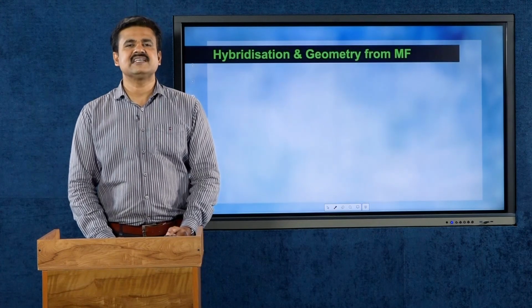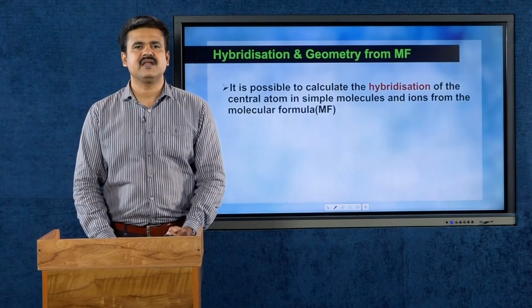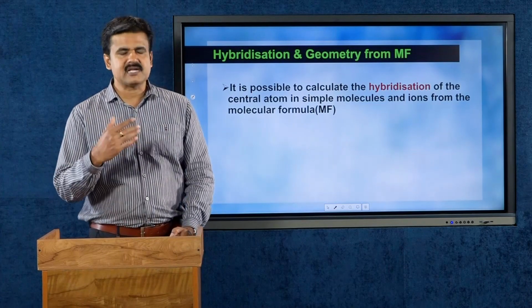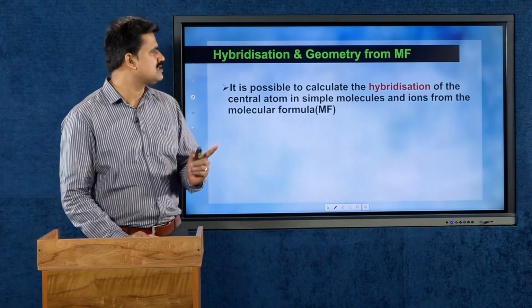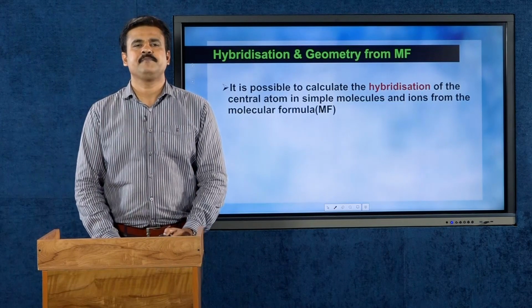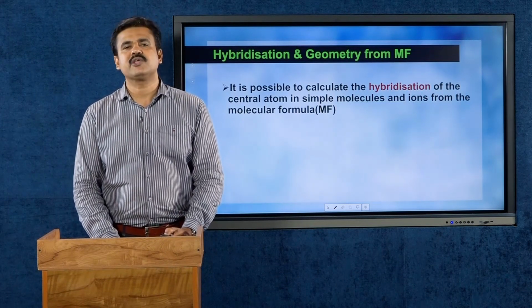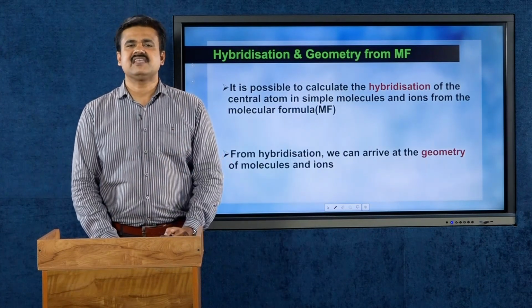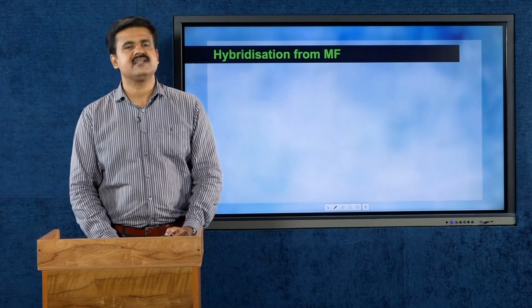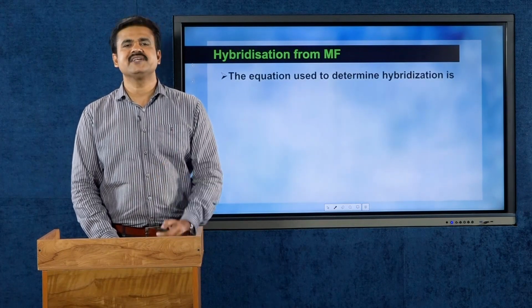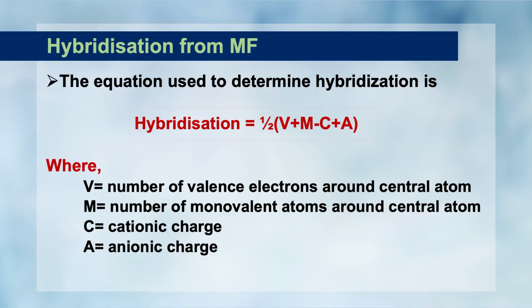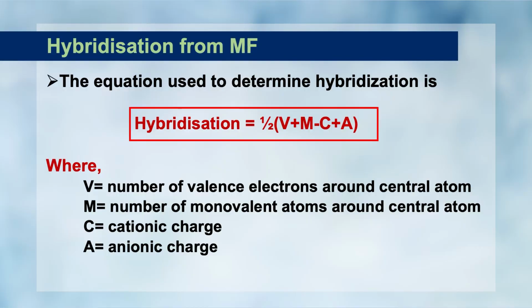First of all, hybridization and geometry from molecular formula. For this, we have some previous knowledge. We have to recall some concepts, and it is possible to calculate the hybridization of the central atom in simple molecules and ions from the molecular formula. From the hybridization, we can arrive at the geometry of molecules and ions. The equation used to determine hybridization from molecular formula is here. That is, hybridization is equal to half into V plus M minus C plus A.